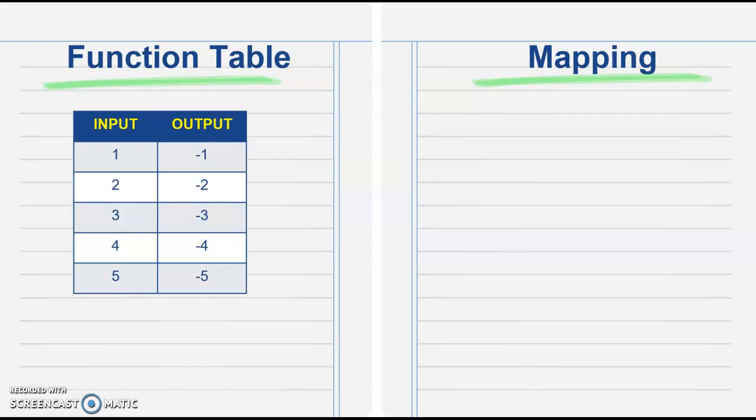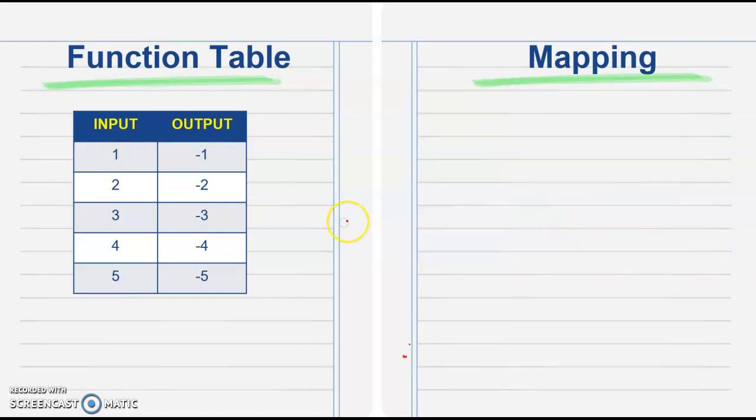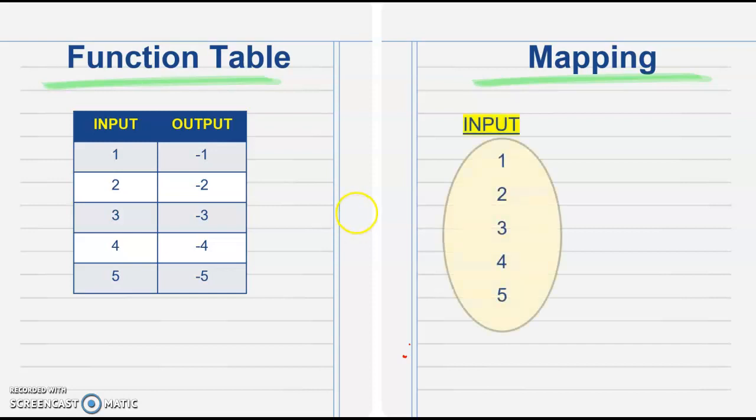Let's look at another function table, this time utilizing numbers. So here, my input was the number 1 and out came a -1. In went a 2 and out came a -2. You can pretty much guess the pattern, I would imagine. Showing that using a mapping, here are my input values, 1, 2, 3, 4, and 5.